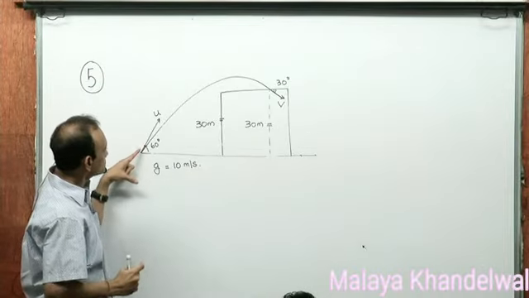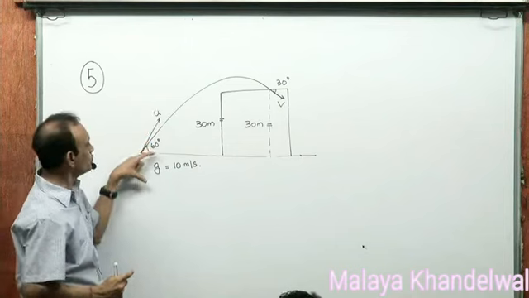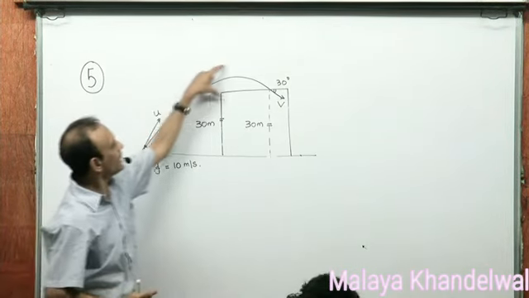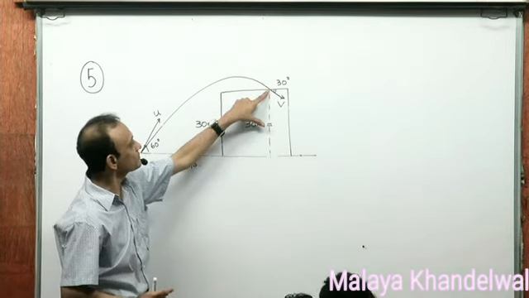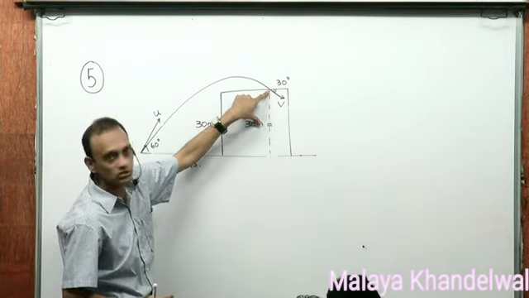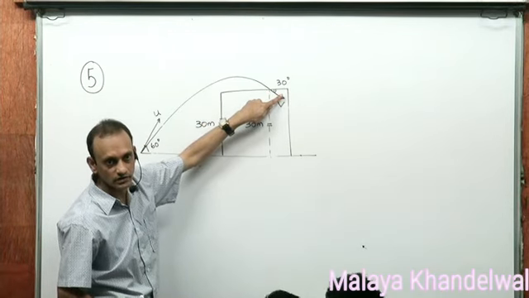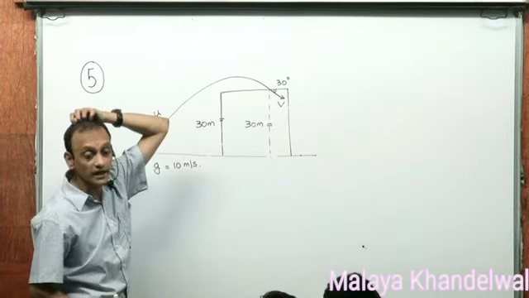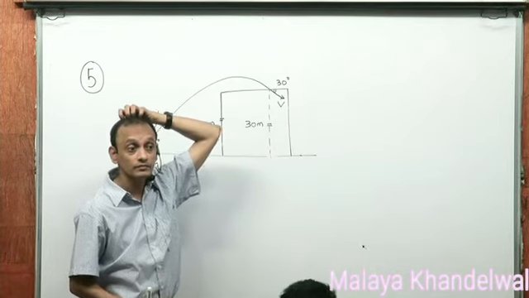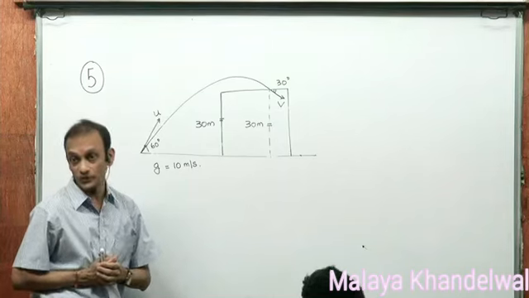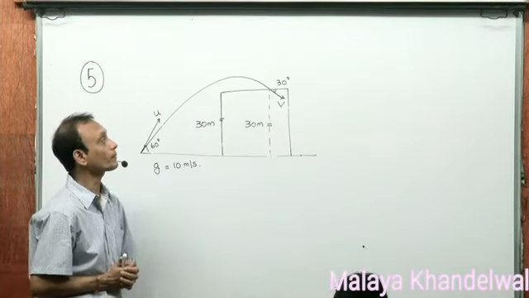So there is a particle launched with a velocity u making an angle 60 degrees with the horizontal. And 30 meters above the ground, it strikes the surface at an angle 30 degrees with the horizontal. What is it that I need to find? u is what I need to find.